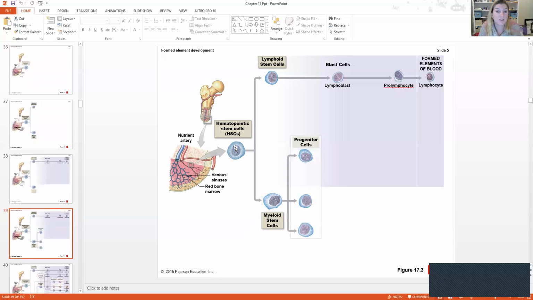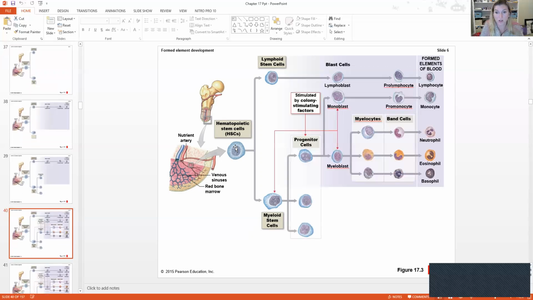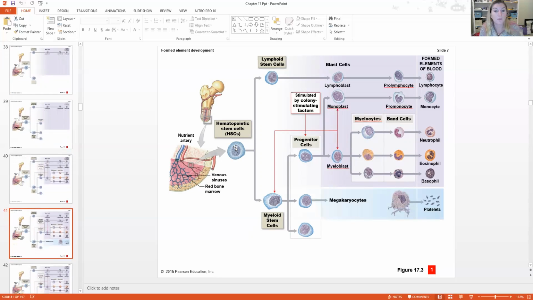So myeloid stem cells form progenitor cells. These three types of progenitor cells, we have monoblasts and myeloblasts. This is all stimulated by CSF, colony stimulating factors. The monoblast will differentiate into a pro-monocyte and eventually a monocyte. The myeloblasts are going to form band cells, which form our neutrophils, eosinophils, and basophils. And then our megakaryocytes will eventually form platelets, like cotton candy.